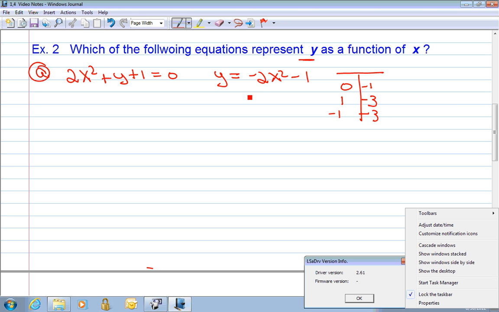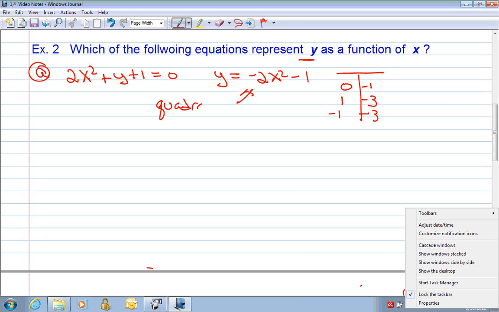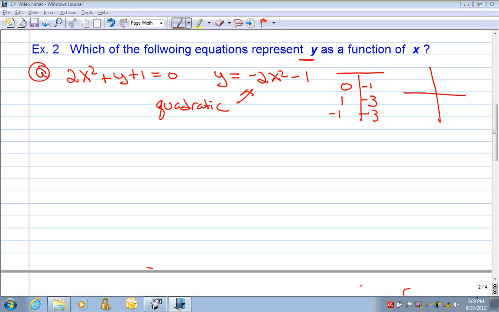You know this to be a quadratic, and so our graph would look something like this. We'd be at 0, negative 1. And we would be at 1, negative 3. And we would be at negative 1, negative 3. And we would have a sad face.